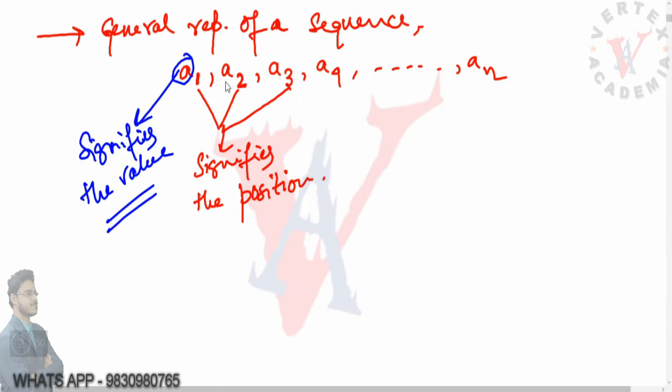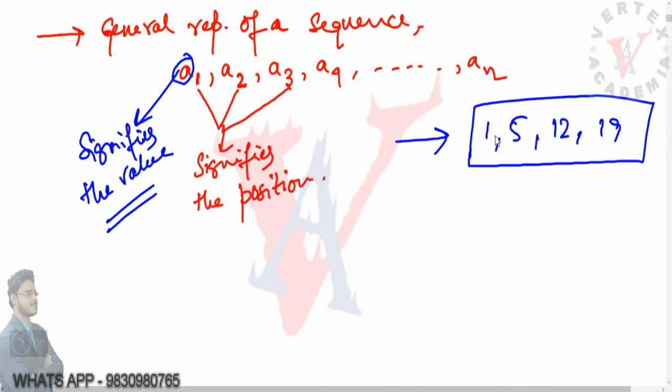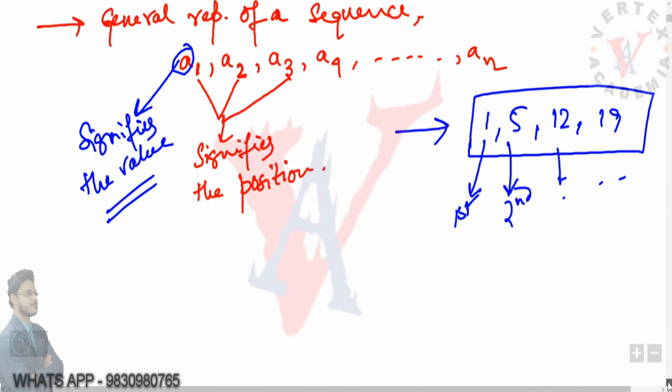For example, like I discussed earlier, a sequence can be 1, 5, 12, 19. This is also a sequence of numbers. They may or may not have any relation between them, but this is also a sequence where this is the first element, this is the second element, this is the third, and so on. I hope it is clear what a sequence is.